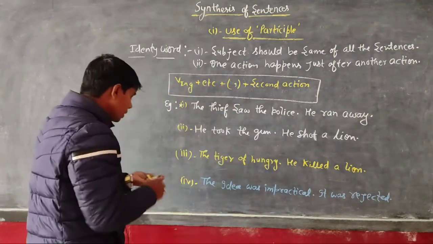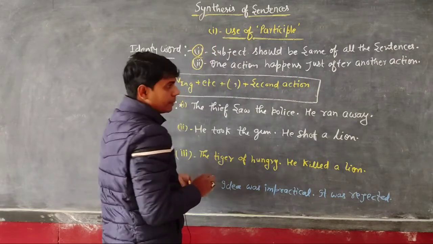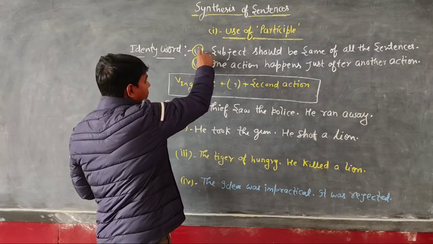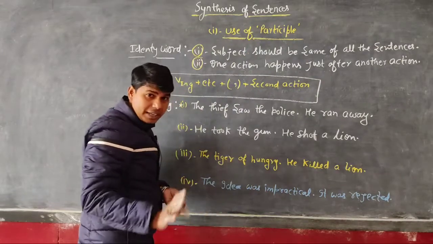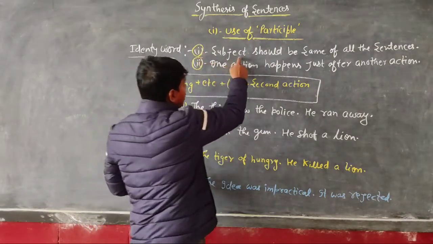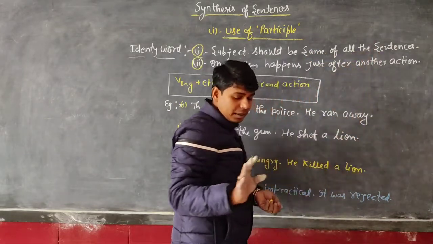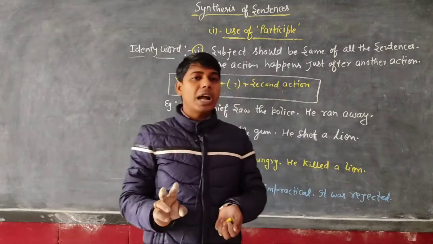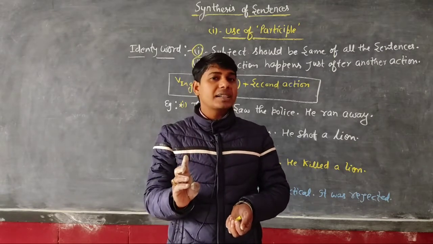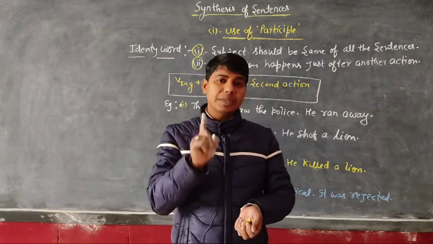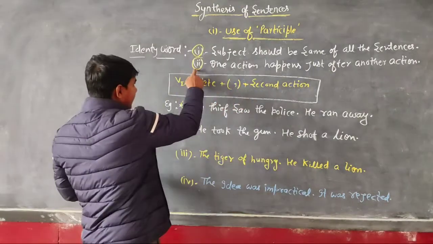So let's see. These are the two keys that I am telling you about the use of participle. If these two keys follow the given sentence, then you can use the participle. Okay dear? So let's see the first key. Subject should be same in all sentences. Is it clear? I mean to say, suppose that you have two sentences, sentence A and sentence B. Then the subjects of sentence A and B must be the same.